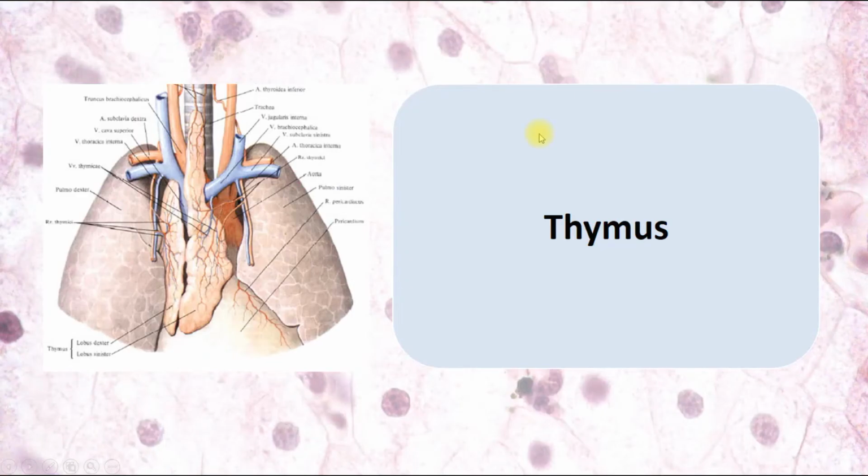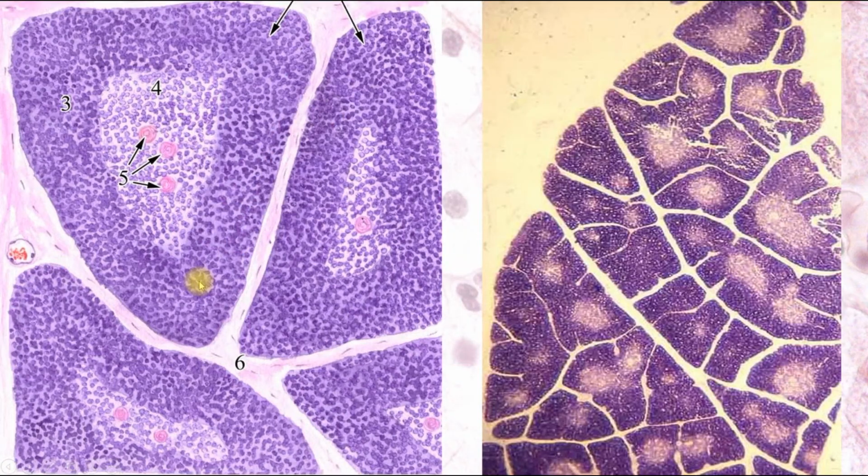And now we are going to the thymus. Here we can see the localization of the thymus, and let's look at the structure. The thymus doesn't have lymphatic follicles. Here we can see that it doesn't have follicles. It has a lobulated structure. Here we can see lobules of the thymus.